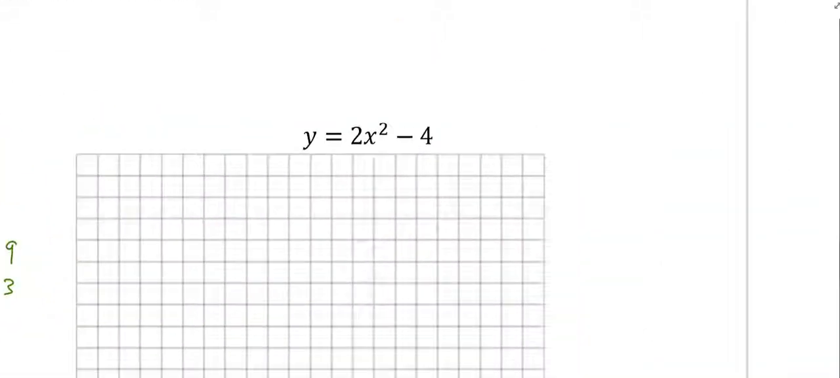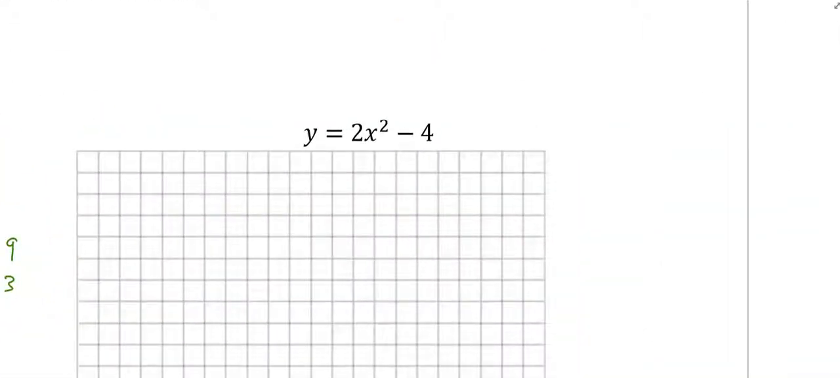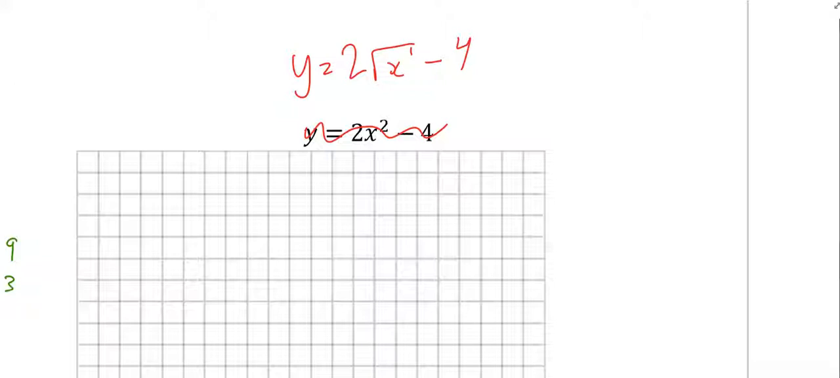All right, let's try another one. Let's fix this. Let's do y equals 2 square root of x minus 4. Let's make it negative 2.